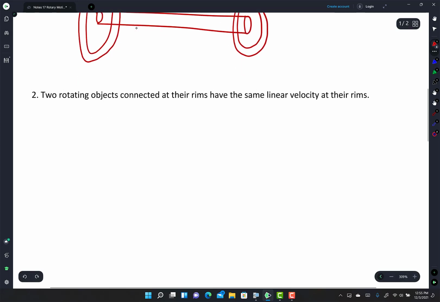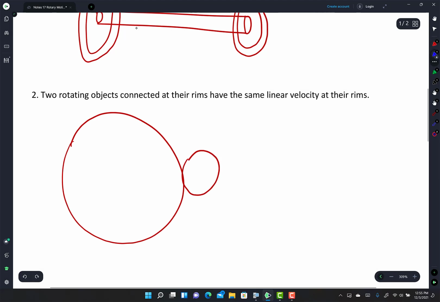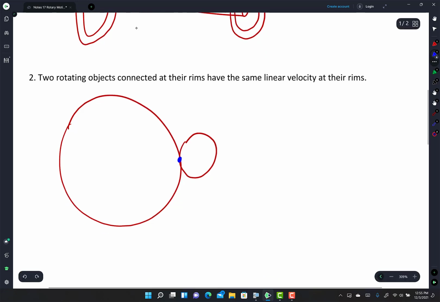Two rotating objects connected at the rims have the same linear velocity. Okay, that looks like this. Big circle, little circle. And they're connected by teeth on the rim, right? Usually, like teeth drive the other one. And these have the same linear velocity on the rim. Does that make sense? What else has the same linear velocity? Well, let's see. Little circle, big circle, connected by either a belt or a chain.